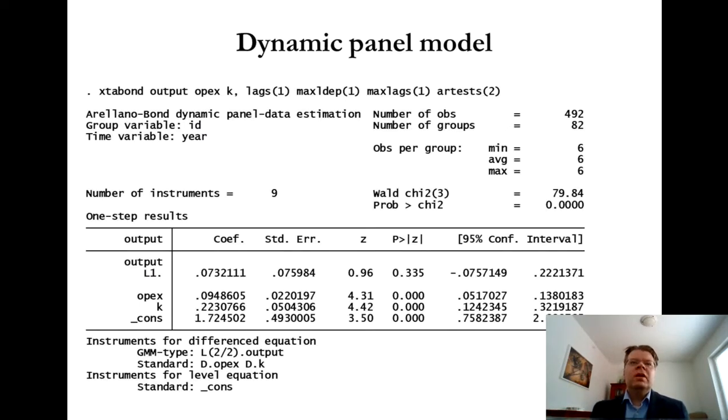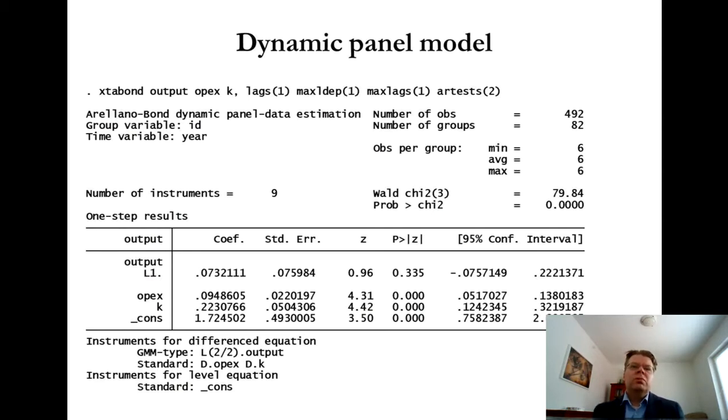So just to illustrate, I have here also run this dynamic panel data model in STATA using these so-called Arellano-Bond instruments, as this data also illustrates. And we have used indeed these lagged values of the operational expenditure and capital as the instruments. So I don't go very much into the details. Just notice that this first coefficient is 0.073. So that is this lagged output variable, which is this autoregressive coefficient. And then we have this operational expenditure and capital stock as usual there.